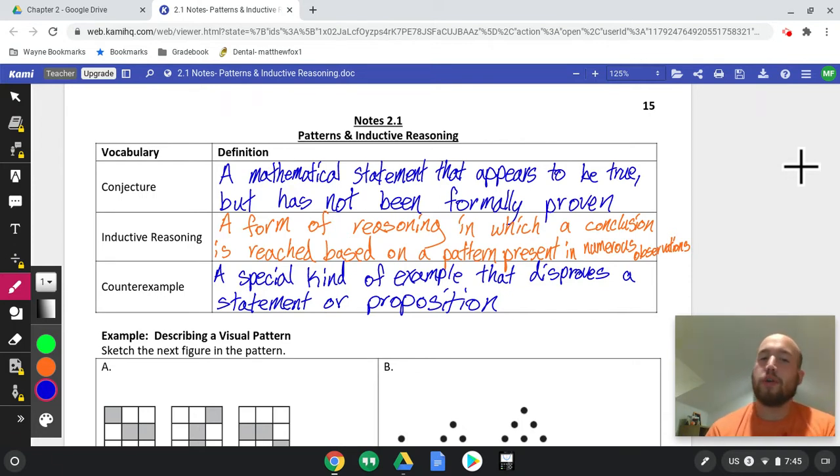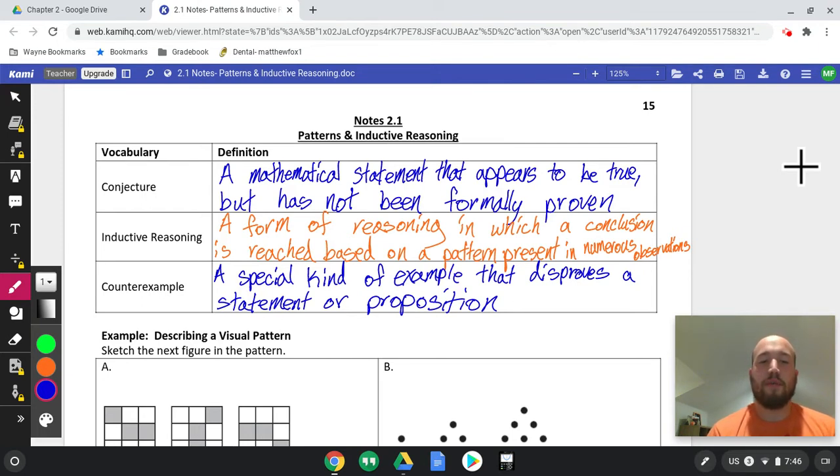But our first word here is conjecture, and this is a mathematical statement. It appears to be true, okay? It's not been formally proven, but initially when you hear it, it appears to be true, okay?